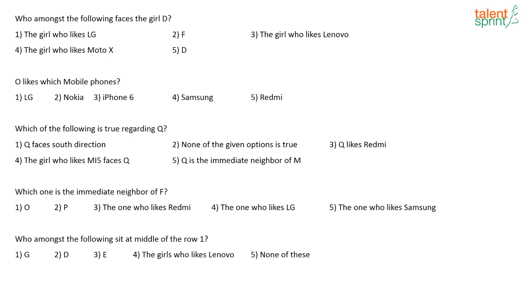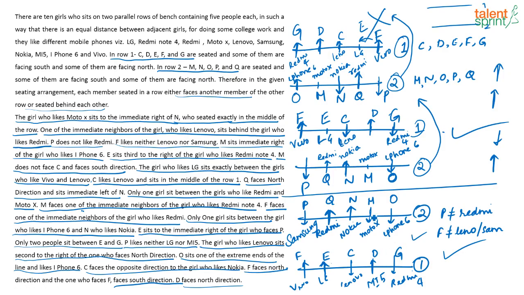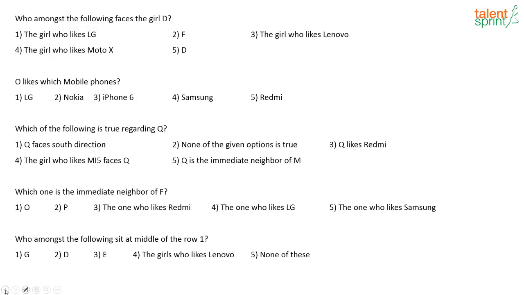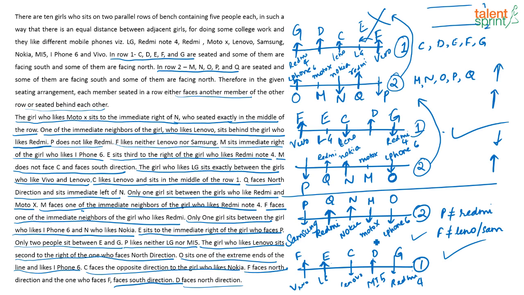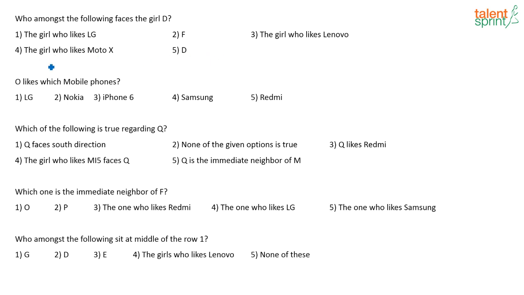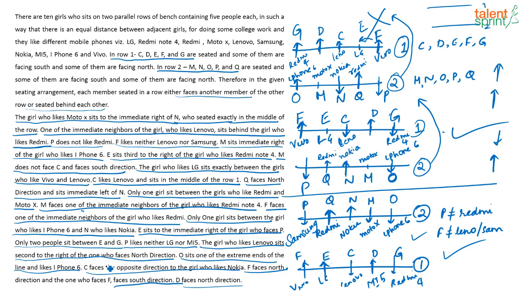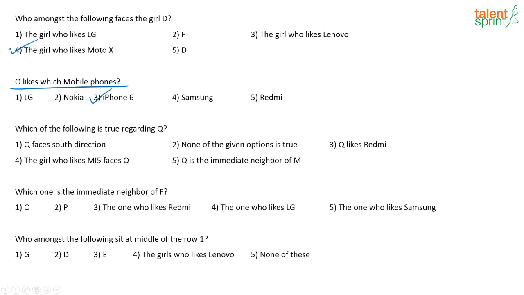First question: who amongst the following faces the girl D? Who is facing D? M is facing D, or it is the girl who likes Moto X, correct? So what is your answer? Option 4. O likes which of the mobile phones? O likes iPhone 6. Even if you are not able to get this arrangement completely, you can very well answer this question. It was given directly that O likes iPhone 6, so you could have marked the answer directly.